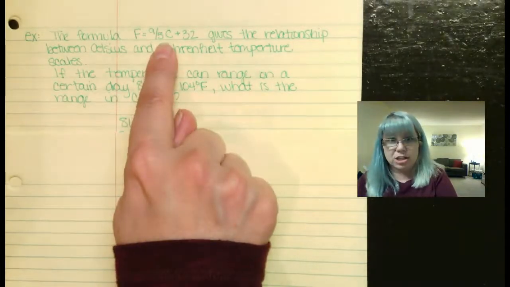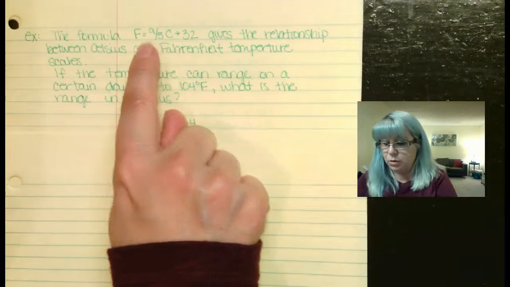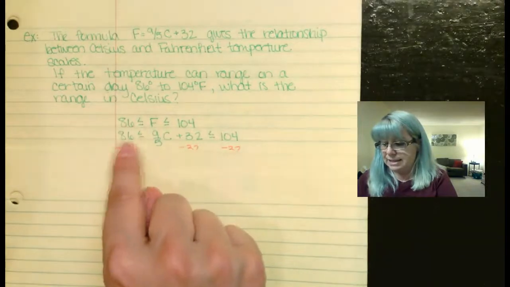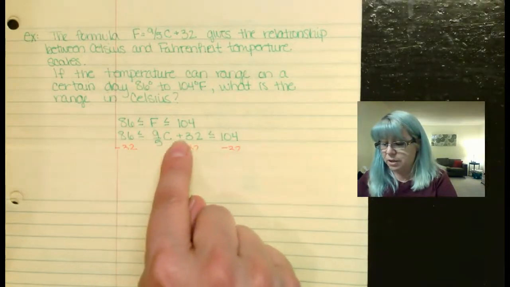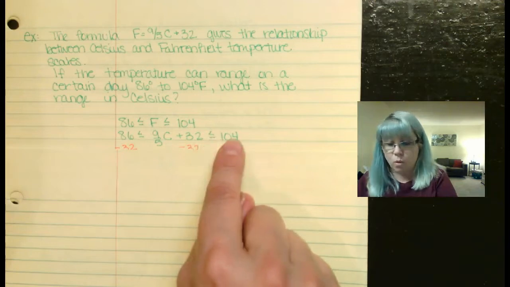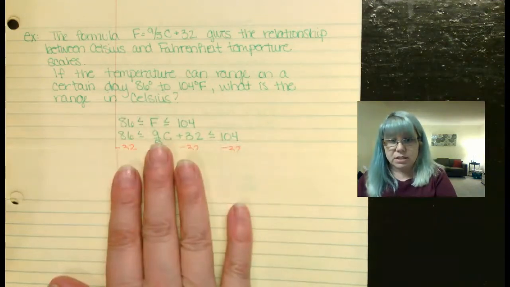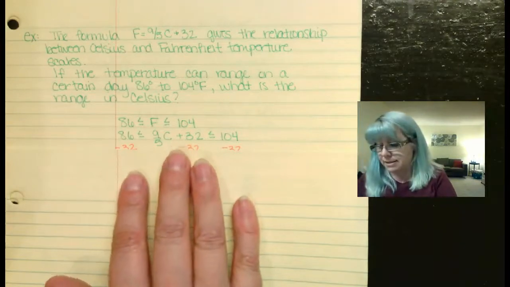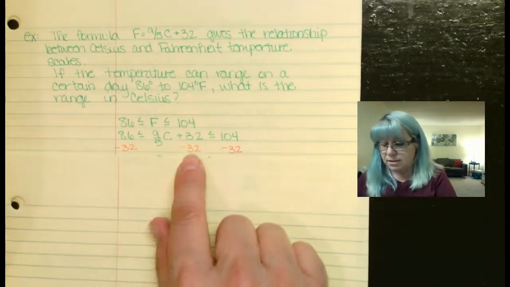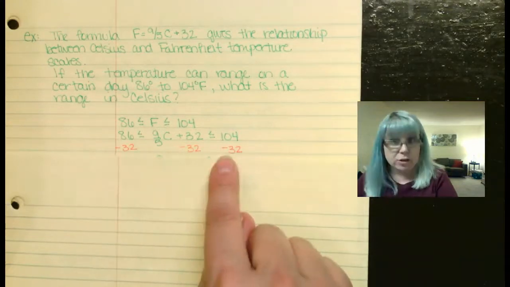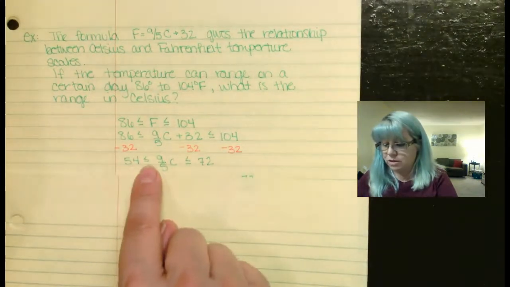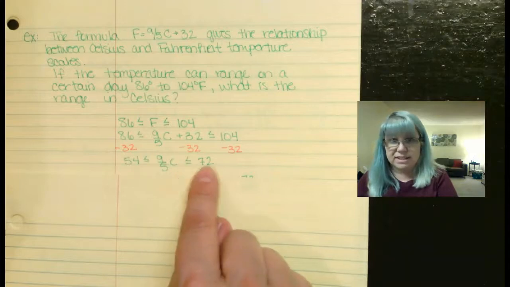But now I have this equation as to what F is. So I'm going to replace F with this equation. So 86 is less than or equal to 9/5 C plus 32 is less than or equal to 104. I'm going to go ahead and leave it in this format, but I have to remember whatever I do to the middle one, I have to do both to the left and the right to make everything balance. Subtract 32 from the middle, subtract 32 from the left, subtract 32 from the right. That will give me 54 is less than or equal to 9/5 C is less than or equal to 72.